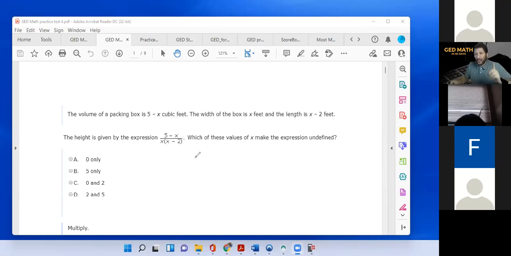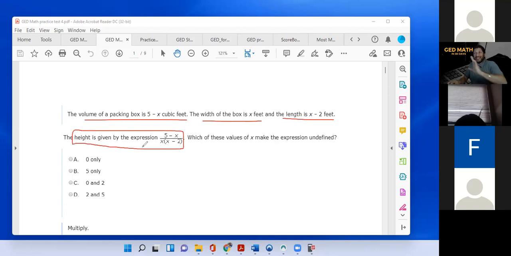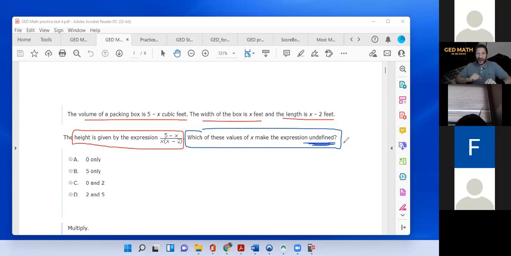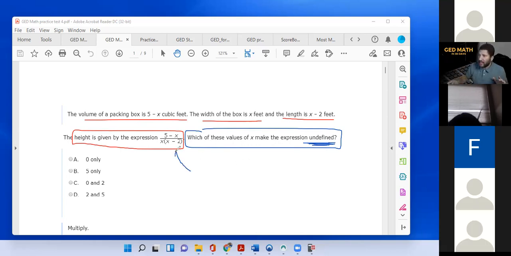But again, take a deep breath. What are they giving? So they gave you the volume. They gave you the width. They gave you the length. They gave you the height. So they gave us 4 different things. But what are they asking? Let me do blue. Which of these values of x make the expression what? Undefined. That's the key word right there. So all that other stuff that they gave you was extraneous. The only 2 things you need is here and here.